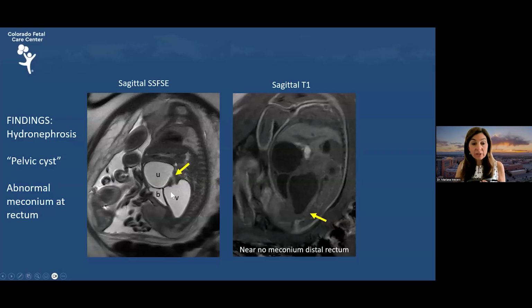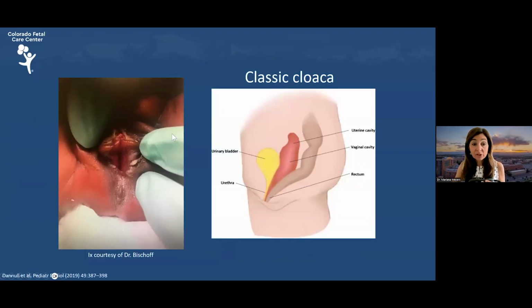In the sagittal view, again, we see the vagina, the bladder anterior, the cervix, and the uterus. And interestingly, the sagittal T1 image showed near no meconium, very, very faint, posterior to that. So this is a case of a classic cloaca. We're now good at saying classic versus posterior cloaca in utero. This was confirmed postnatally, and this is the picture of that baby that has a single opening in the perineum. And this is a diagram showing how the 3 elements come into a common channel at the anterior orifice close to the urethra.